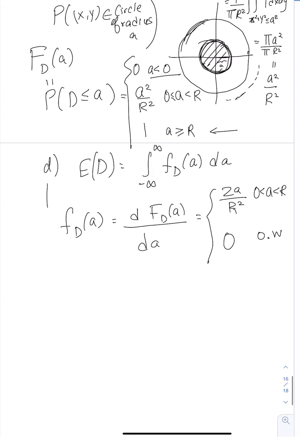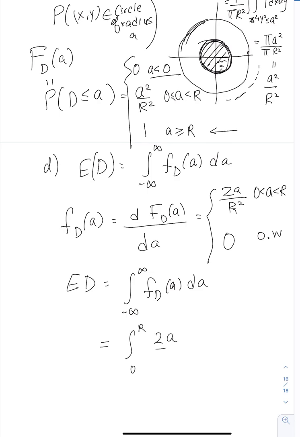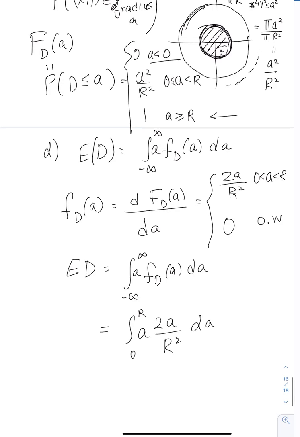Okay, so that is the density of the random variable D. What is the expectation of D? That will be the integral from minus infinity to infinity of a times f sub D of a, dA. Well, this density is 0 outside of 0 to r, so you just integrate from 0 to r, of a times 2a over r squared, dA. Expectation of a random variable x is the integral of x times f of x.